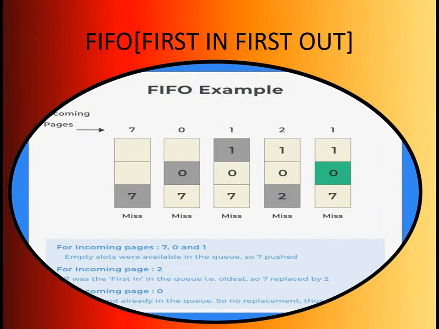In page replacement algorithm, we have four types of algorithms. First one is FIFO. It means first in, first out. This is the simplest page replacement algorithm. In this algorithm, the operating system keeps track of all pages in the memory in a queue. The oldest page is in the front of the queue. When a page needs to be replaced, page in the front of the queue is selected for removal. This is the example of FIFO.